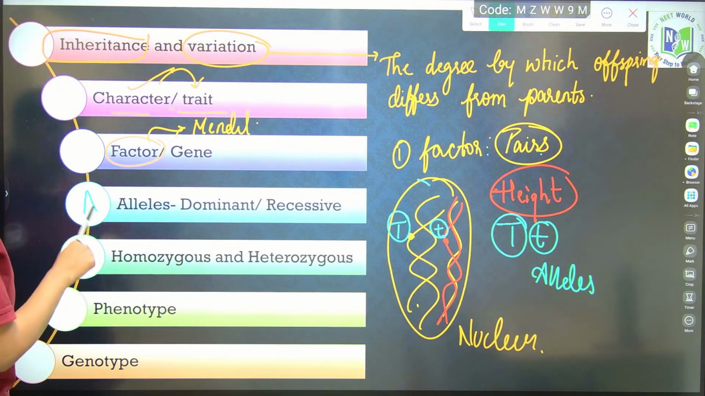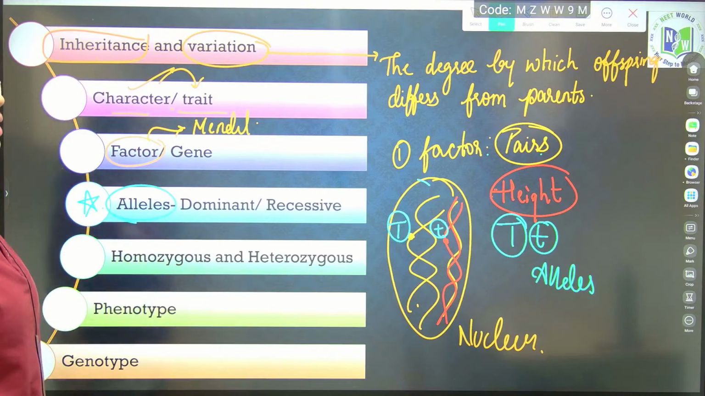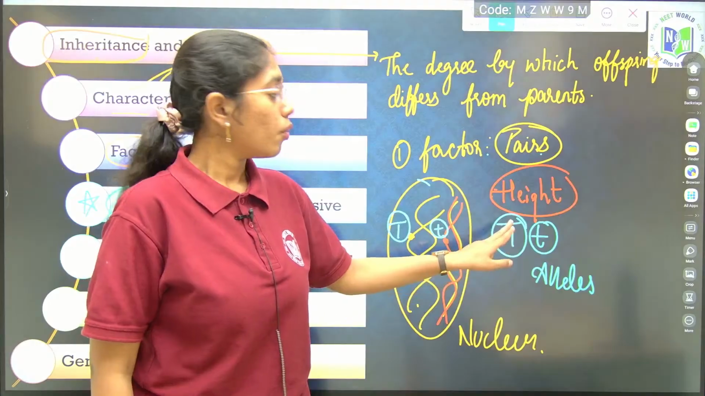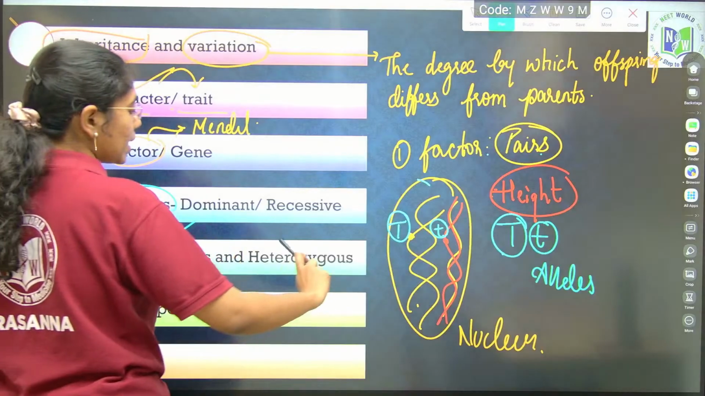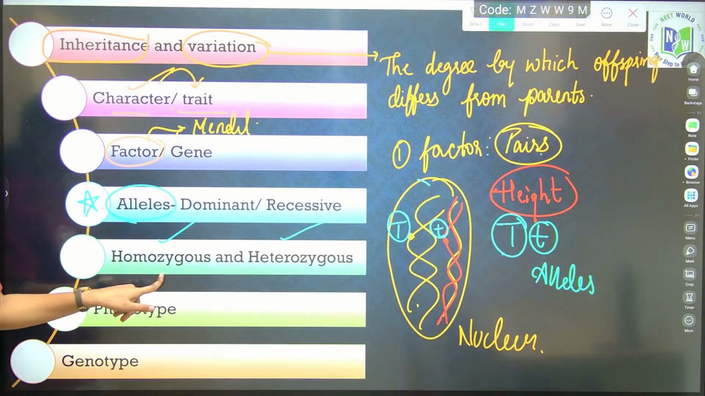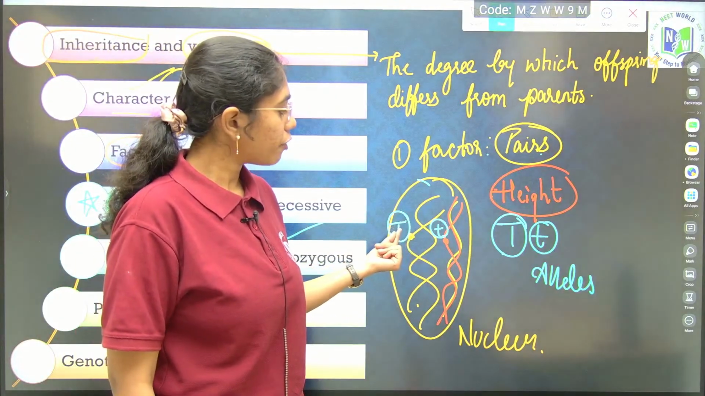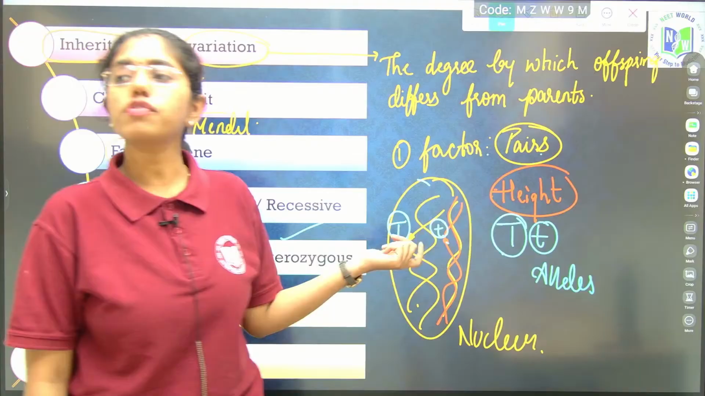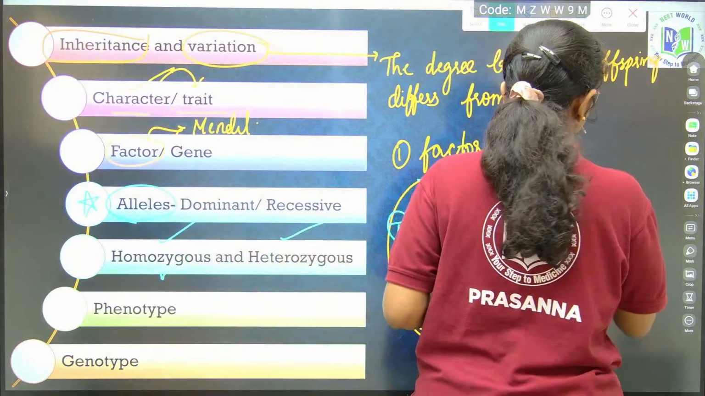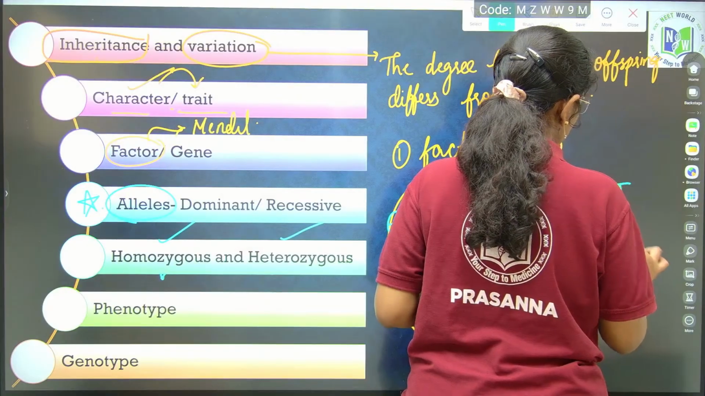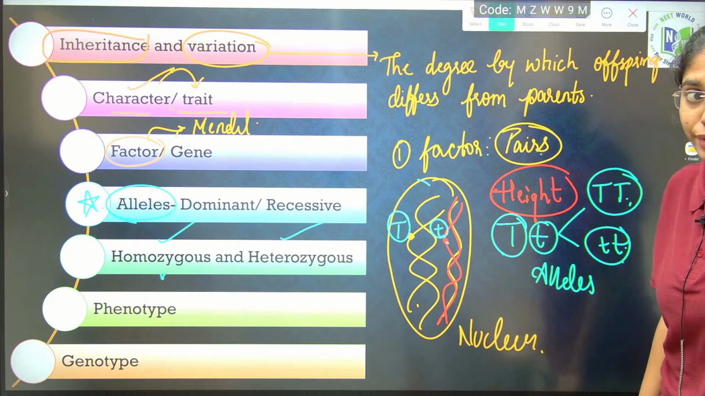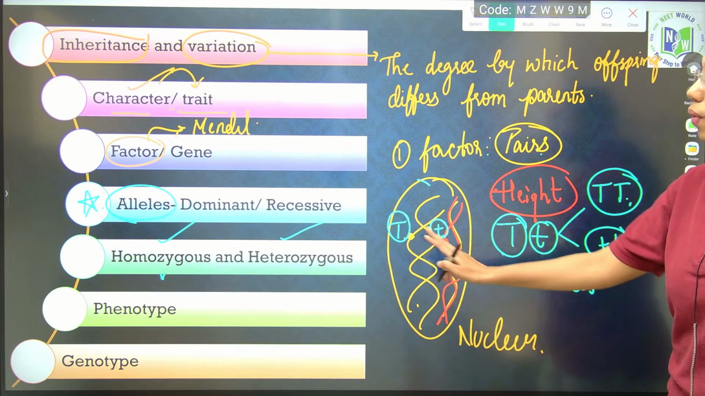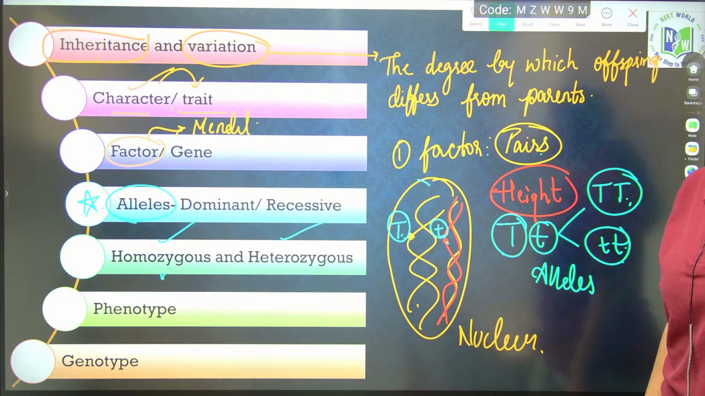And then next is alleles. These are two alternating forms, of which one will be dominant and the other will be recessive, followed by homozygous and heterozygous chromosomes. Homozygous is wherein both the alleles are of the same type, be it either capital T or small t. This is the homozygous nature of factors. Heterozygous are two alternating forms of allele on a chromosome or on a gene.